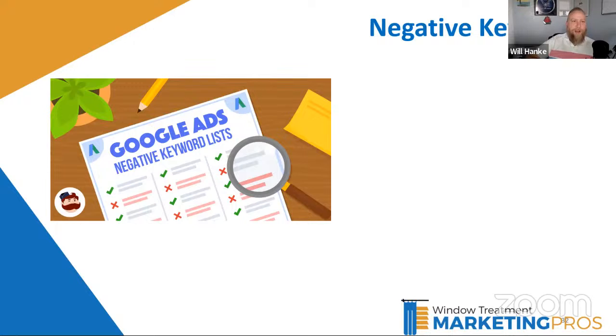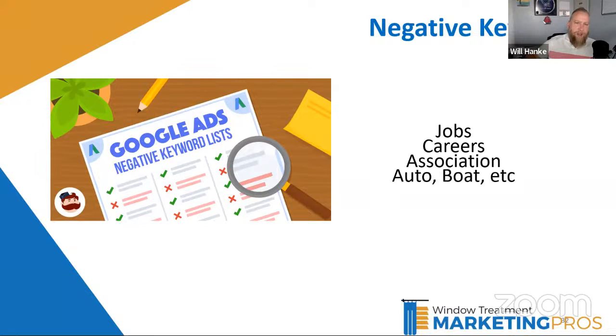I also wanted to cover negative keywords. So this is something that a lot of people don't realize that they can do as well. A lot of times there are keywords that you definitely don't want your ad to show up for, even if they use one of your keywords. So some of these examples could be, jobs, or maybe they're looking for an association, right? They're looking for the window covering association of America or something like that, right? Auto, boat, etc. Maybe some window treatments for my boat, or curtains for my boat, or something that you really don't handle.